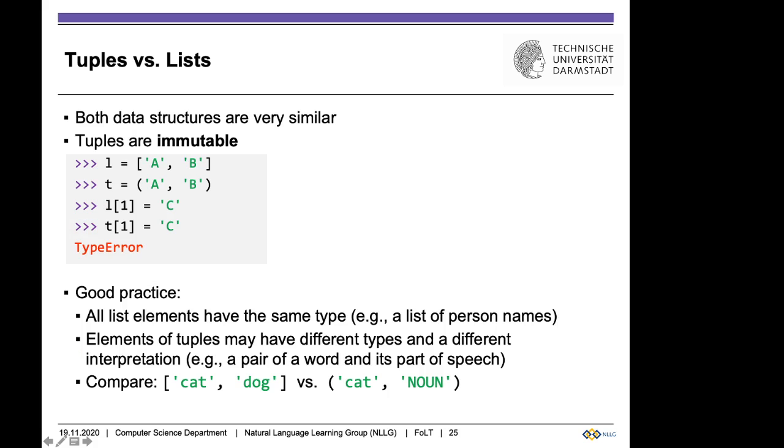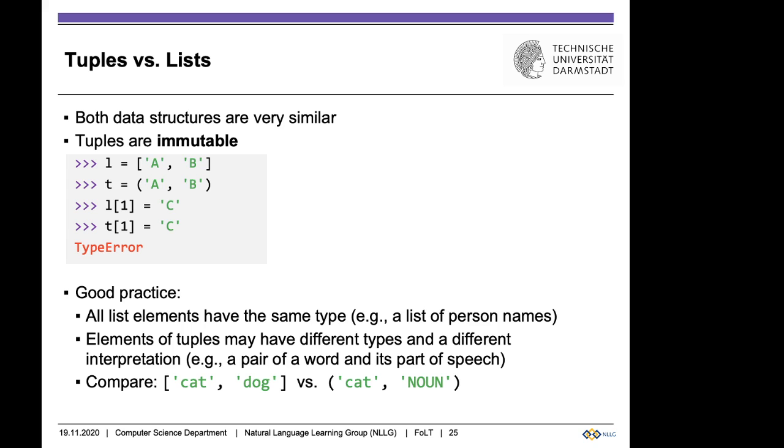Okay, now let's see the difference between tuples and lists. Here we have examples where we assign a and b to a list variable L and to a tuple variable T. In these examples, we see both data structures look very similar, but one big difference is that tuples are immutable, which means you cannot modify any elements in the tuples. But you can do any modification you want for our list data structures.